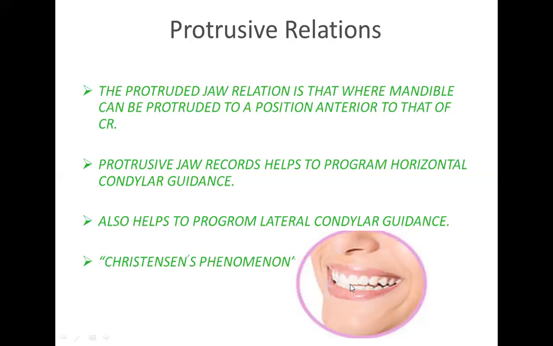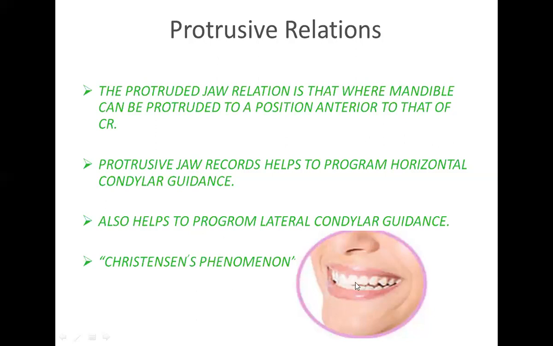So if you bring them edge to edge, you will see the disocclusion of your posterior teeth. You can see this very clearly here. This is a normal phenomenon in a dentate patient. This is a sign of normal occlusion. This is called Christensen phenomenon. When you protrude the jaw edge to edge and you feel a disocclusion of your posterior teeth, this is called Christensen phenomenon.